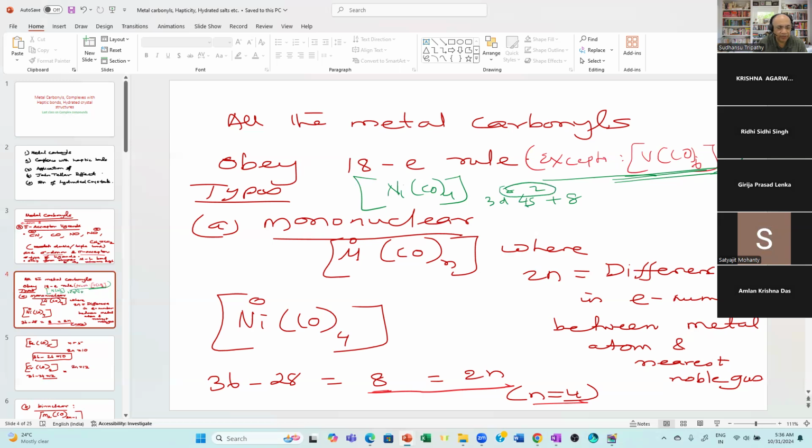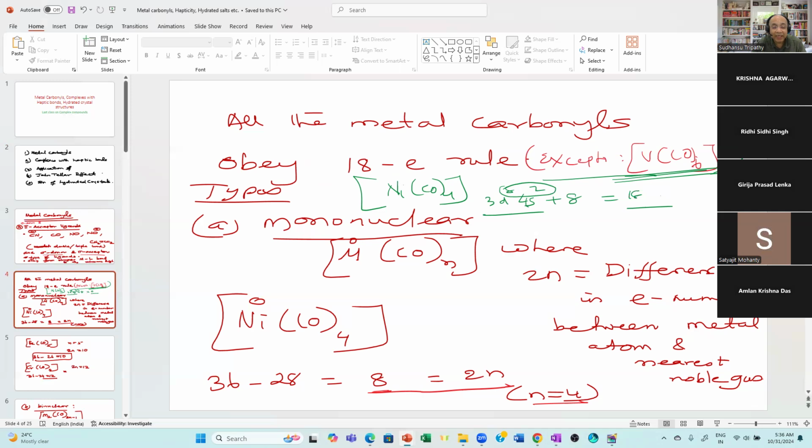So in the d orbitals, these are the valence electrons: 8 plus 2, 10, plus 8 from 4 donors, 4 ligands, so 18. So there will be a general formula for it. The general formula for all mononuclear carbonyls, where there is only one metal, has to be M(CO) whole n. And what is n?